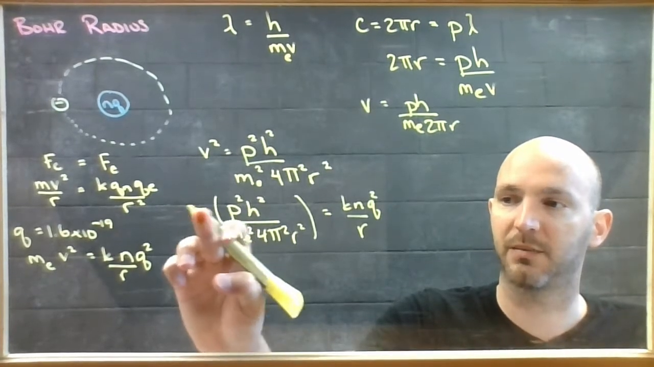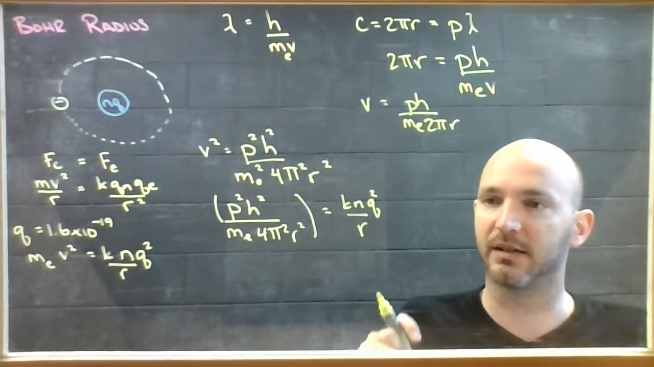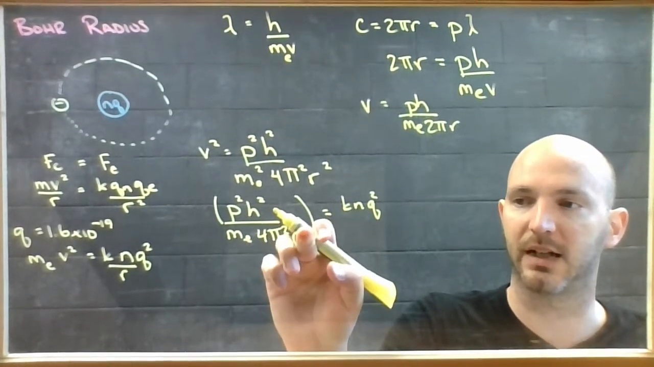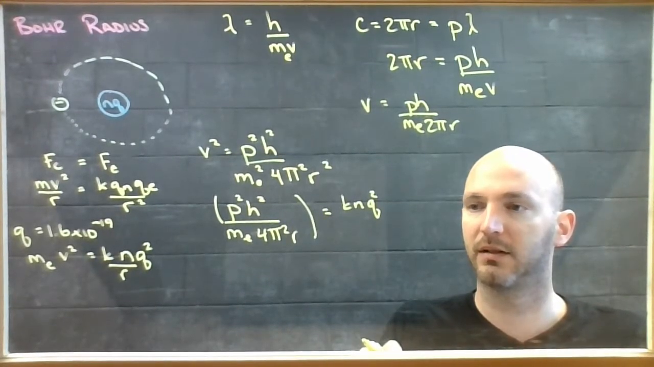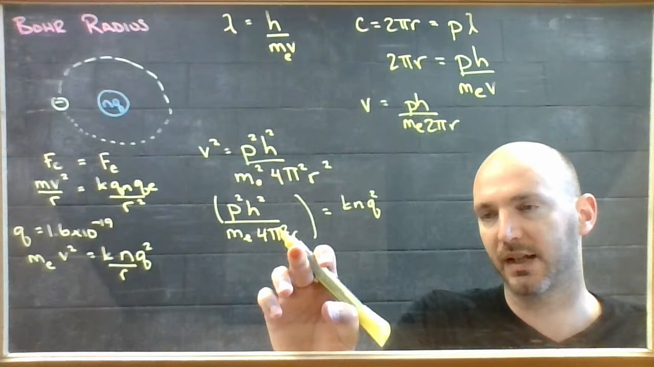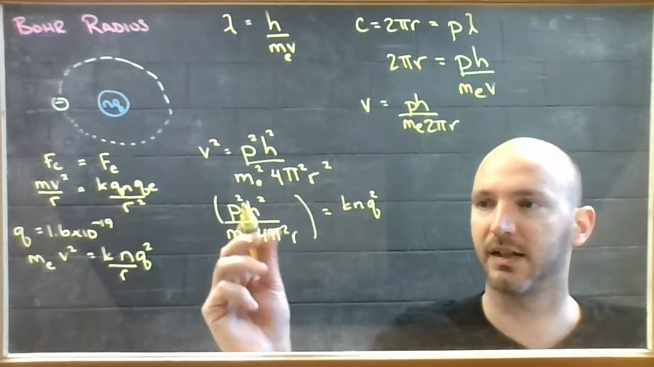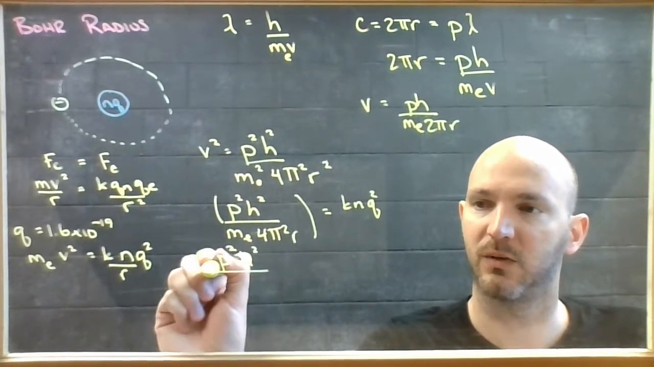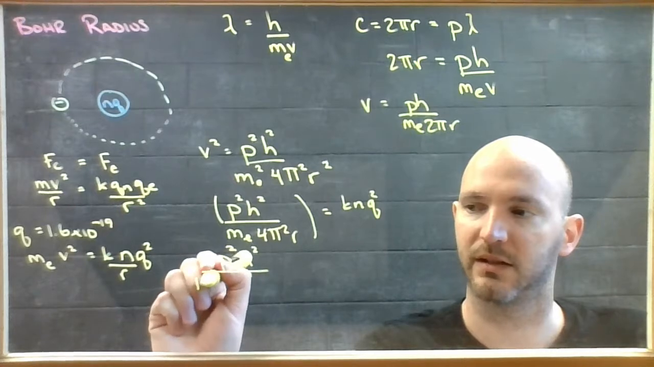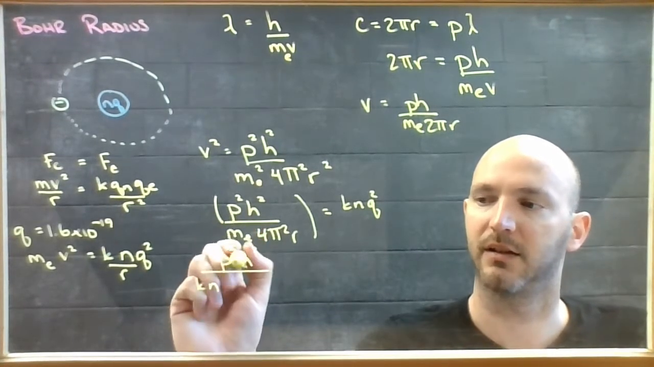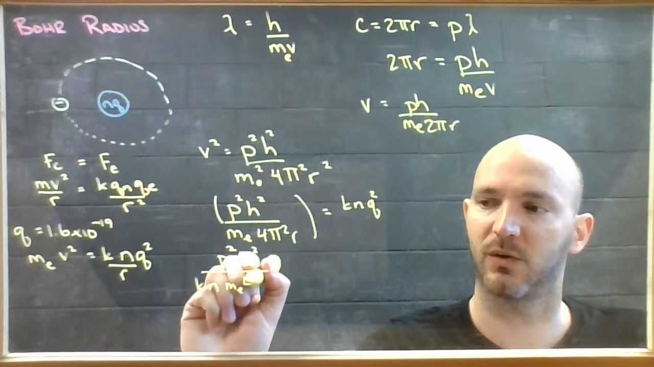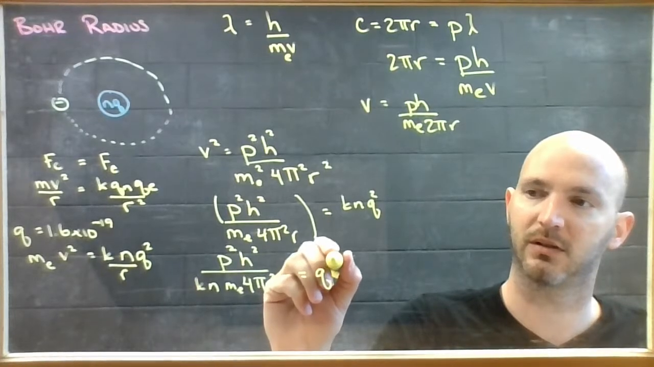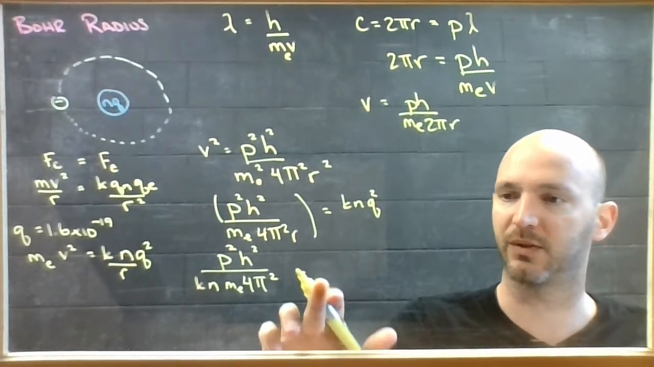The mass of the electron up here divides out one of the mass of the electrons down there, so that's gone. I have a radius over here, which eliminates one of the radii over here. I'm going to pull this up so that this r comes up to this side. So I have p squared h squared over this k and this n go down here. Mass of the electron, 4 pi squared, equals, my q squared went down there as well.